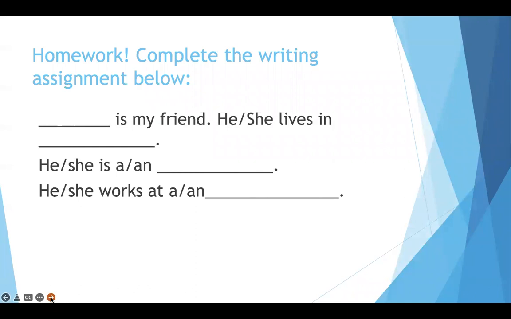All right, so now for your homework, you're going to complete the same kind of writing assignment below. So you can say your friend's name, where they live, what they do for a job, and where they work. And you can just write it in your notebook. You can email if you have questions.